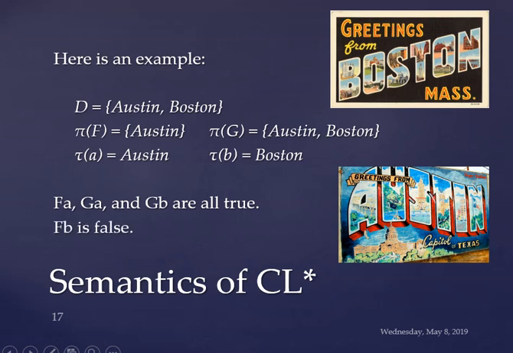By contrast, B is F is false because Boston, and B is naming Boston, is not in the extension of F. It's not there. Only Austin is. So that's false.